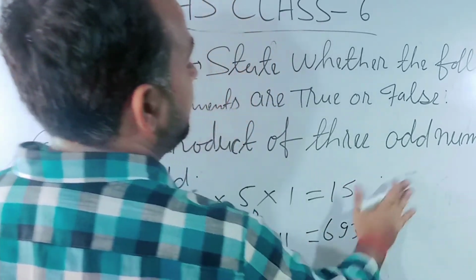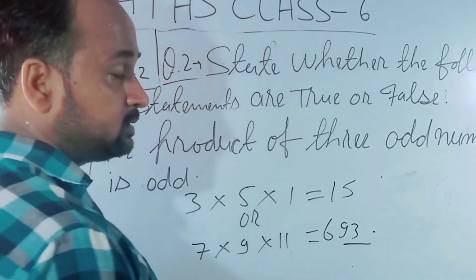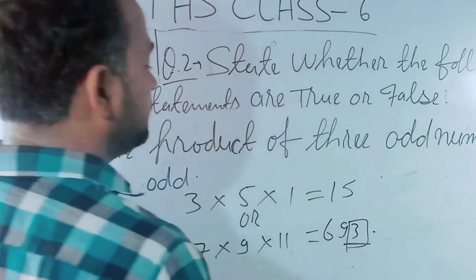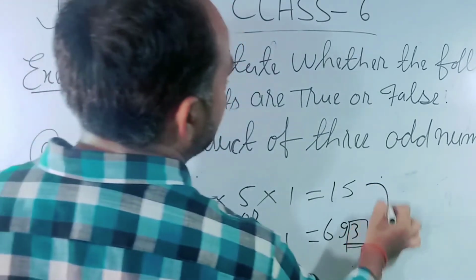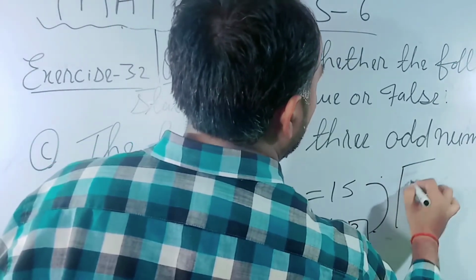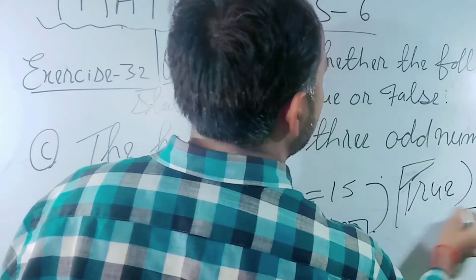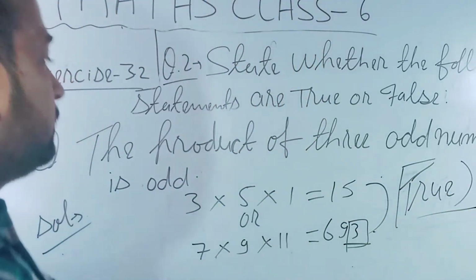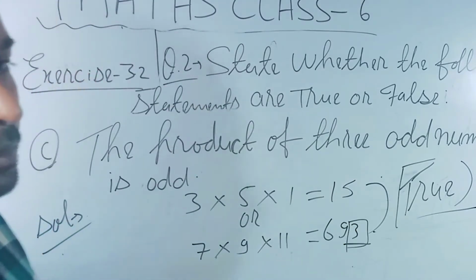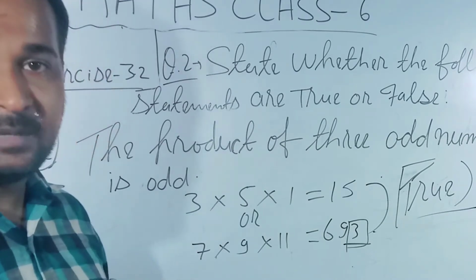So how can we identify that this is an odd number? After seeing the last digit, this digit is odd, so that's why this number is also an odd number. So it is true. When we multiply three odd numbers, we will have an odd output. So let's solve another statement.